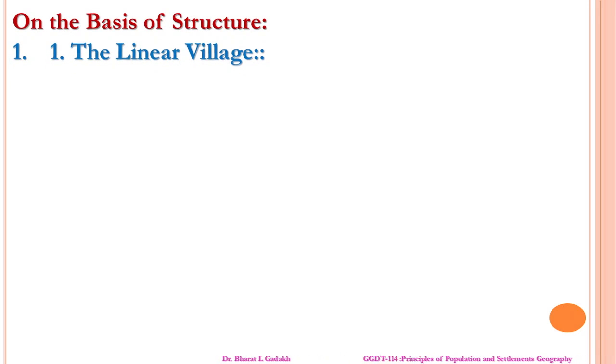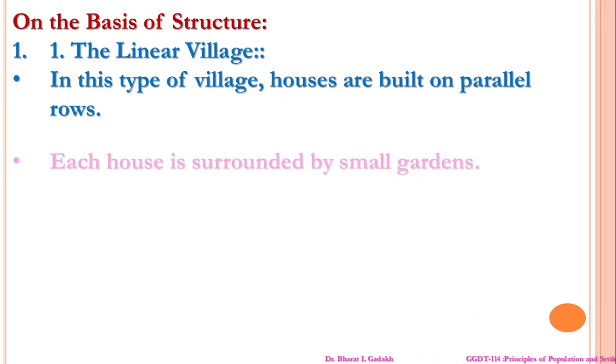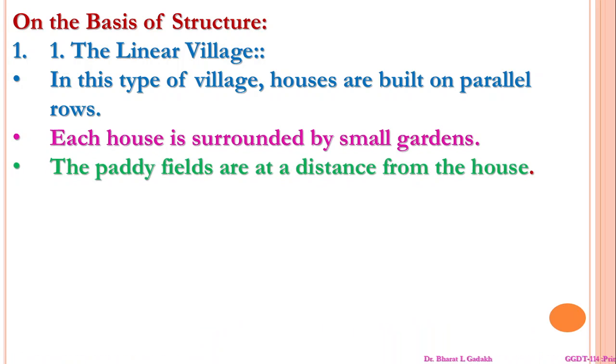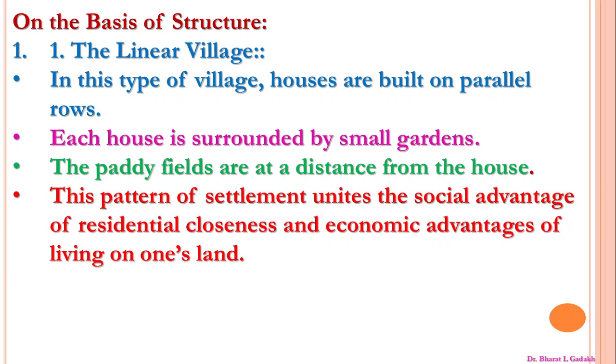Now, on the basis of structure, linear villages. In this type of village, houses are built parallel in a row. Each house is surrounded by a small garden. The paddy fields are at a distance from the houses. The pattern of settlement offers social advantage, residential closeness, economic advantage and living together.